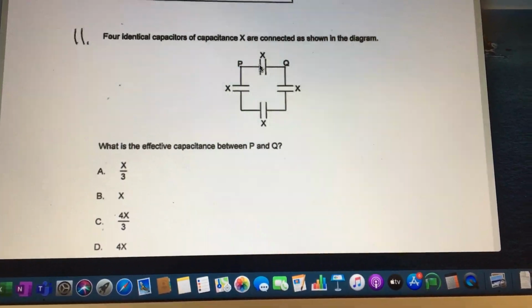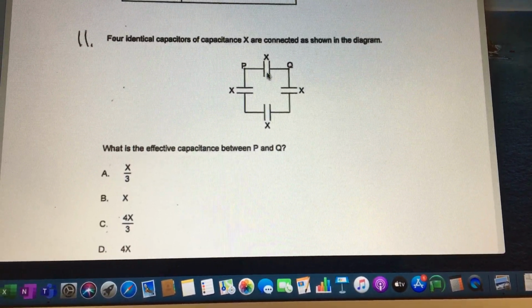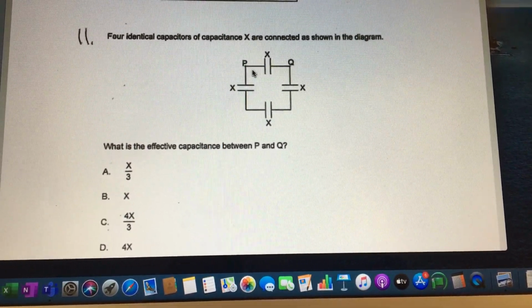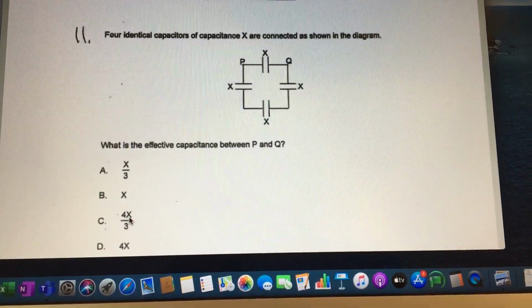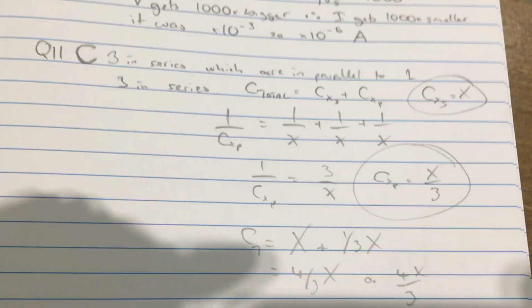So the total would be this route plus this route. So 1x plus 1/3 of an x gives you 4/3 x as the capacitance. Here's my mathematical proof of it.